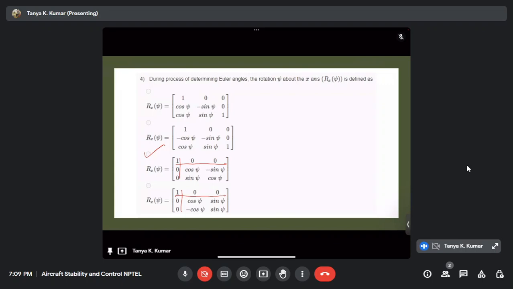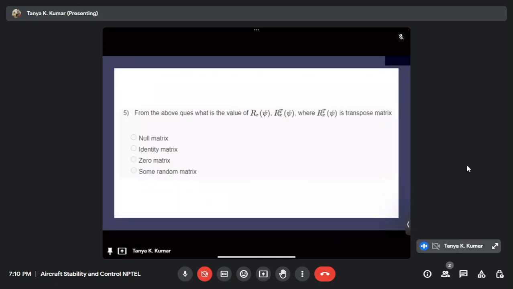Did you multiply the rotation matrices? What is the value that you're getting when you multiply with its transpose? You're getting an identity matrix, right? So this is the property of all rotation matrices. The matrix into its transpose will be an identity matrix. Okay, now let's move on.